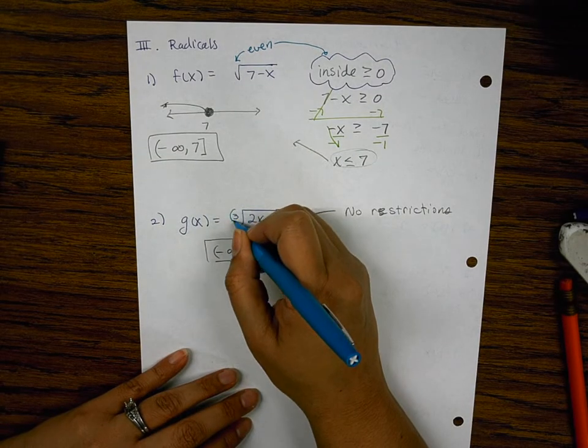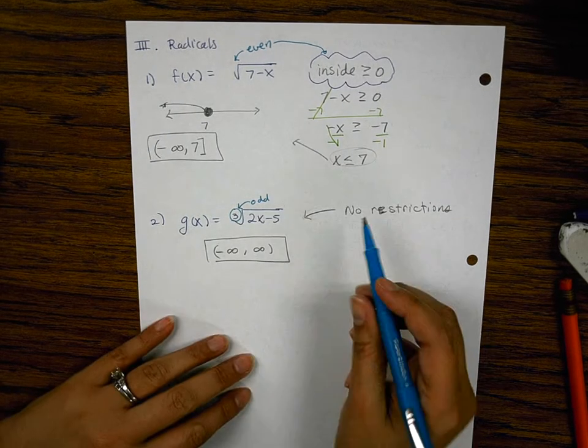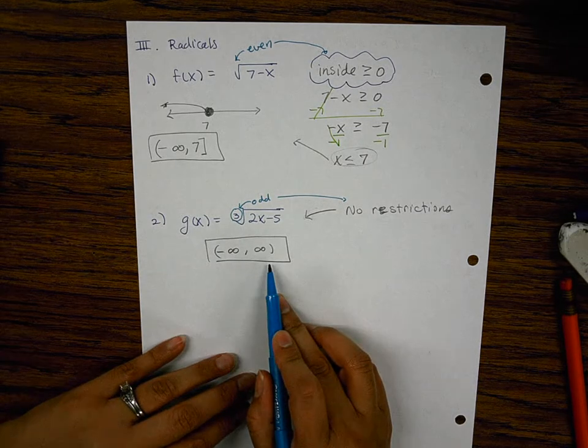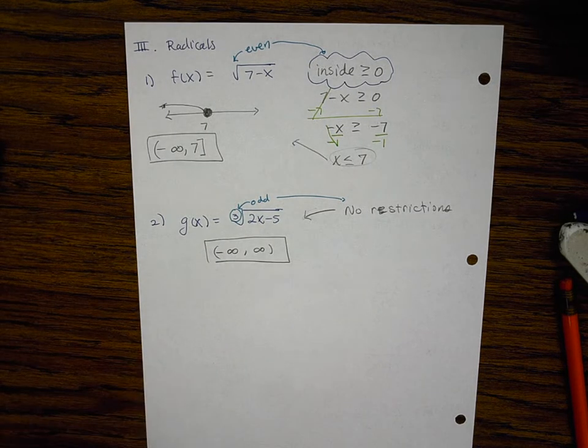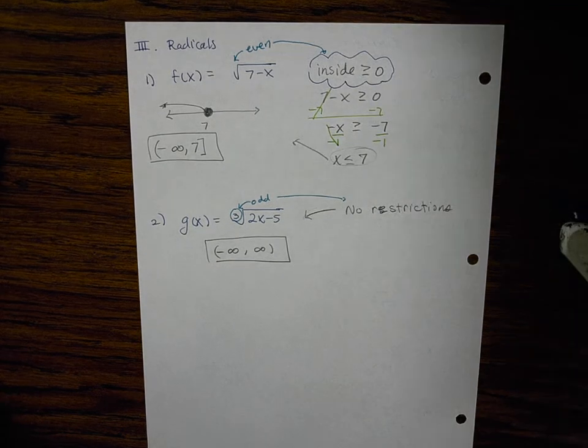When it is odd, like a 3, a 5, a 7, you're always going to have no restrictions, which means it's always going to be negative infinity to infinity. And that is it for this lesson.